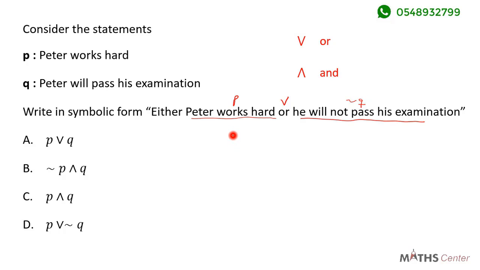So it means that in symbolic form, either Peter works hard or he will not pass his examination will be written as P or the negative of Q. When we look through the options, we can see that the correct option is D, P or the negative of Q.